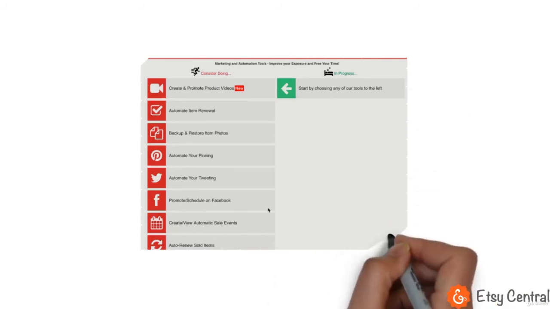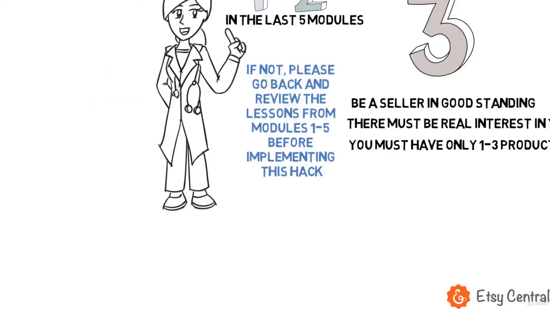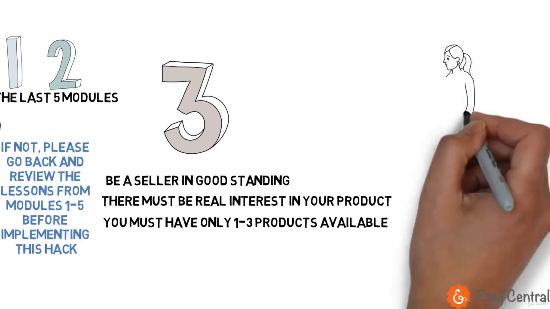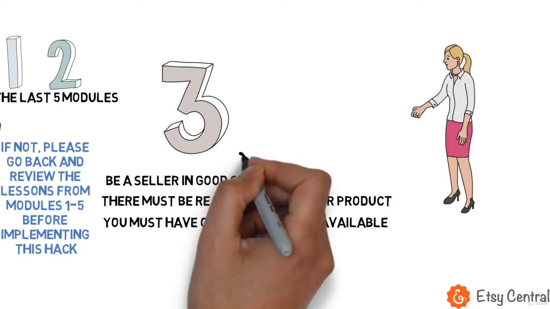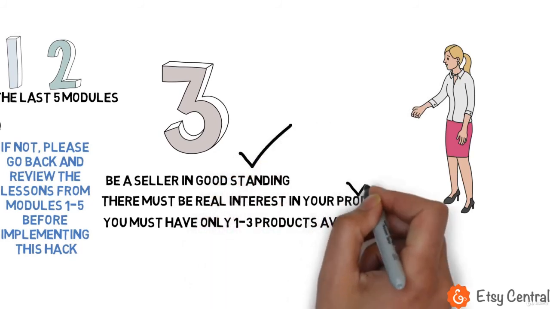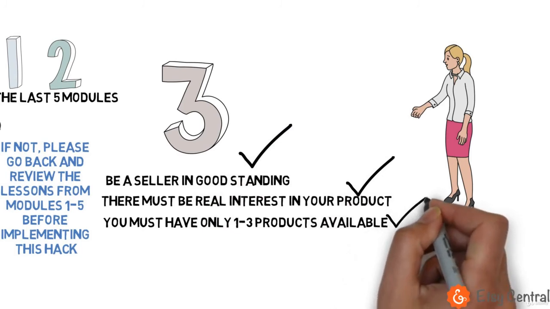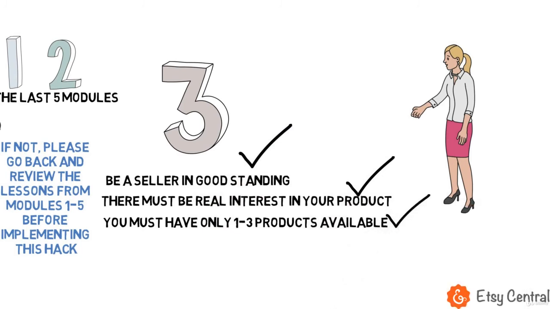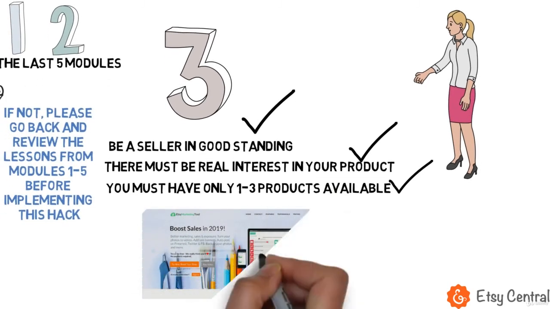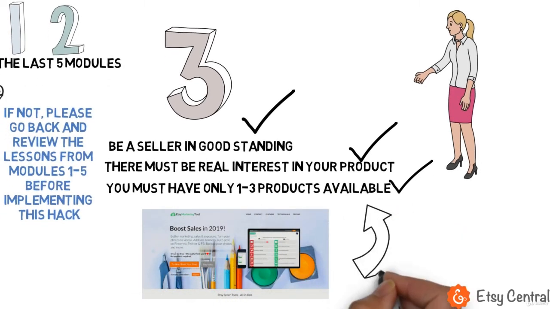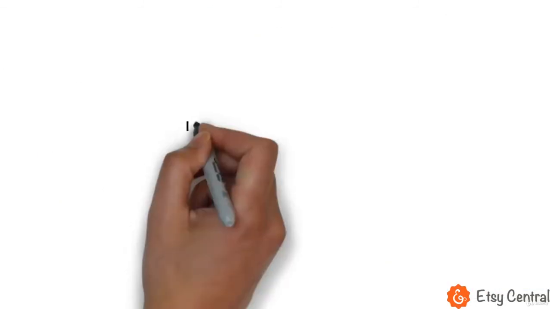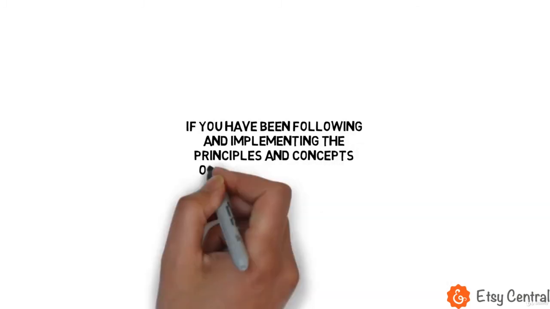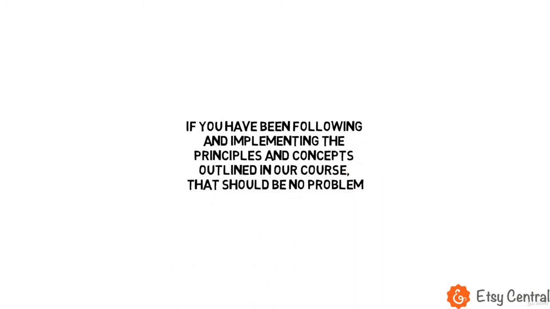Now you're here, so now let's go in. Now remember at the beginning of this lesson, we stated that a seller needs to fulfill 3 requirements in order to trigger Etsy's scarcity label. They were, be a seller in good standing, there must be real interest in your product, and you must have only 1 to 3 products available. With Etsy Marketing Tool, we've got you covered on number 3, keeping your inventory automatically set between 1 to 3 units available. The other 2 points are up to you. If you've been following and implementing the principles and concepts outlined in our course, that should be no problem.